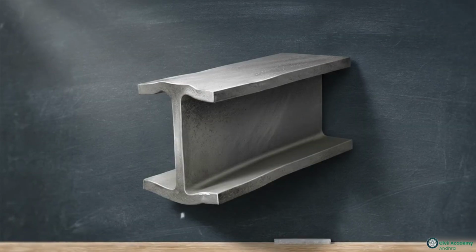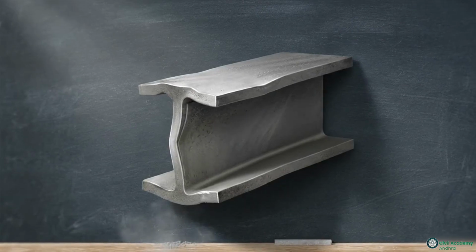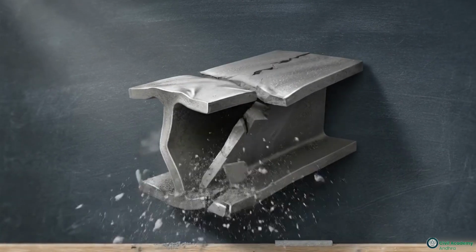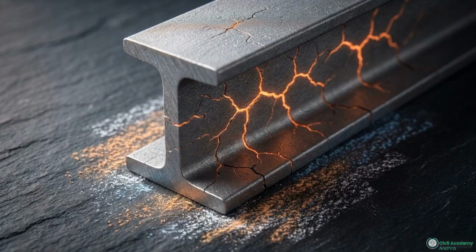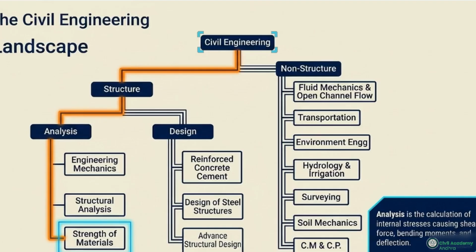Structural elements like this steel I-beam carry massive loads, but they have absolute physical limits. To prevent catastrophic buckling and failure, civil engineers must mathematically predict exactly how much internal stress a shape can take before it breaks. This diagram outlines the entire civil engineering landscape.